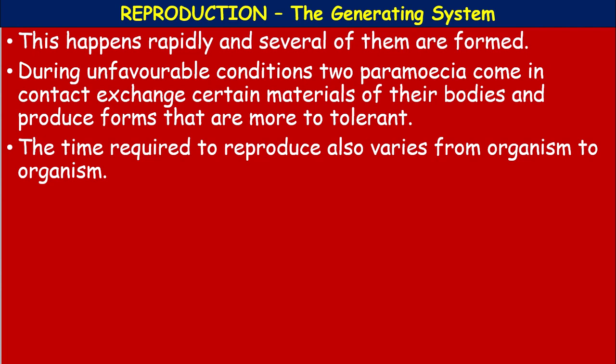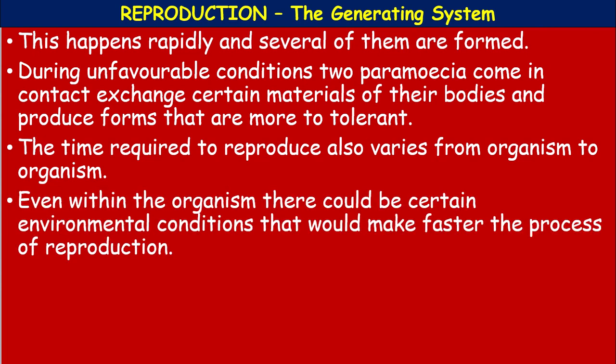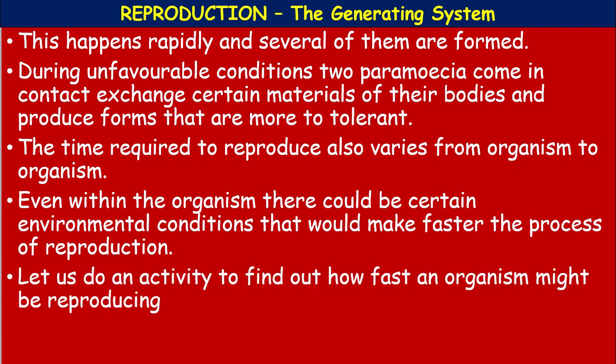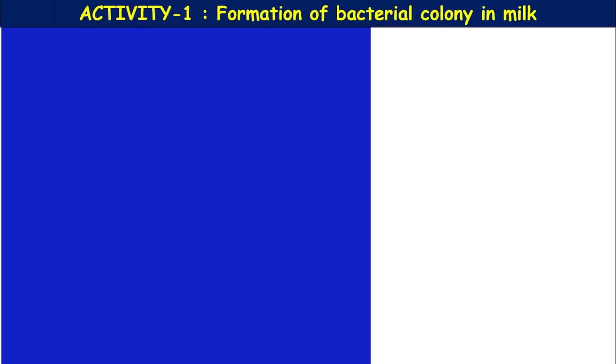Okay, the time required to reproduce also varies from organism to organism, and even within the organism there could be certain environmental conditions that would make faster the process of reproduction. So let us do an activity to find out how fast an organism might be reproducing. Okay, the activity 1, formation of bacterial colony in the milk. So this experiment is nothing but the curdling of milk.